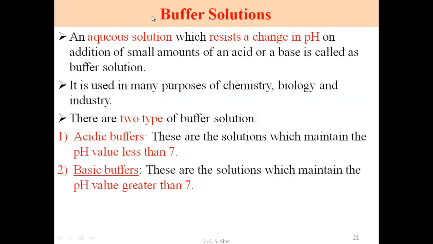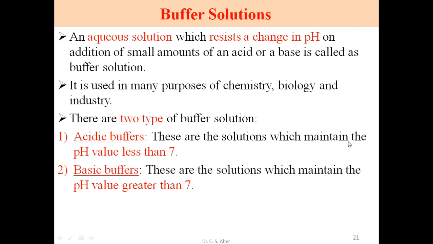The next point is buffer solution. What is a buffer? An aqueous solution which resists the change in pH on addition of a small amount of acid or base is called a buffer solution. It is used for many purposes in chemistry, biology and industries. They are of two types, acidic buffer and basic buffer. So what is an acidic buffer?